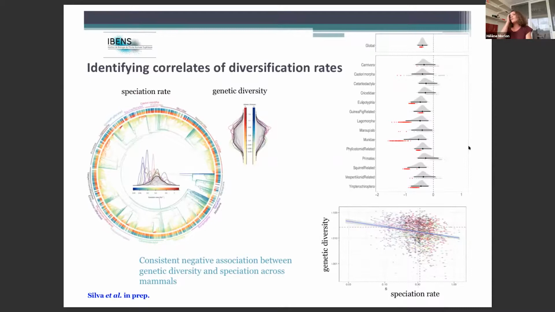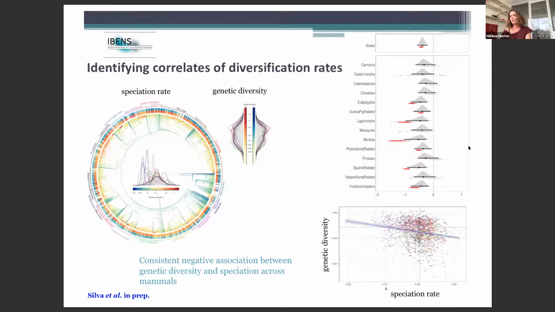What these types of approaches are also useful for is to understand not only how these rates vary across a phylogenetic tree, but also what drives these variations. So we can try to find correlates of diversification rates with many different measures, for example, ecological characteristics or biogeographical characteristics of the species. Here is an example where we looked at whether we could find an association between species-level genetic diversity and speciation rate, with an a priori expectation of a positive relationship, whereby we need genetic diversity as material for speciation to occur.